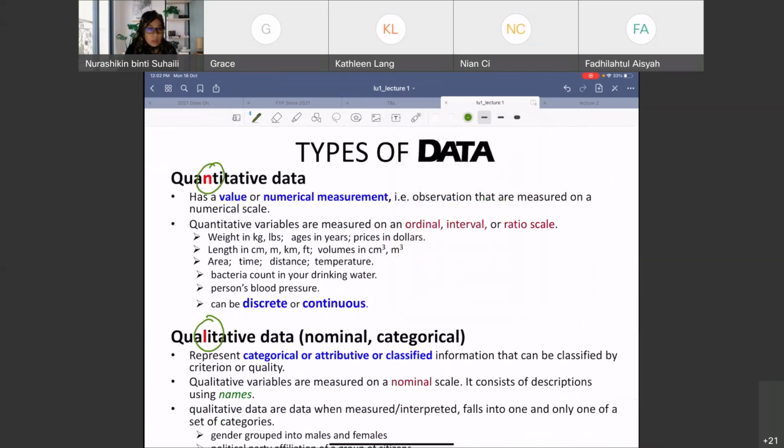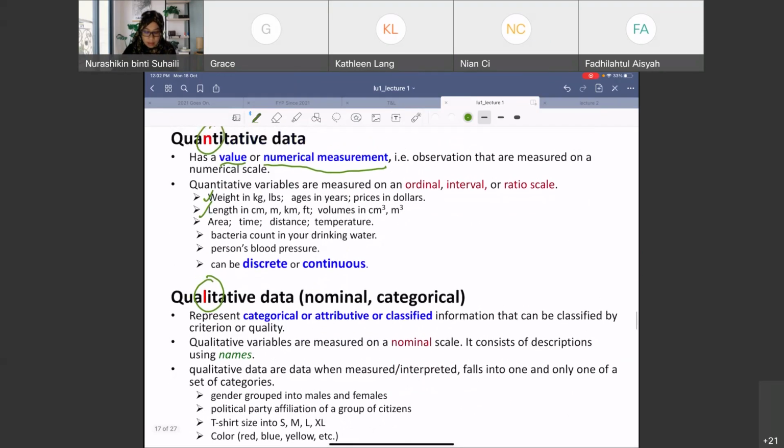Quantitative means something related to numbers, numerical values. Okay, so this one has to do with numbers and measurement, and there are so many types. These are examples of it: the weight, the length, area, whatever is related to numbers. Okay. So that is quantitative. And the second type is qualitative.